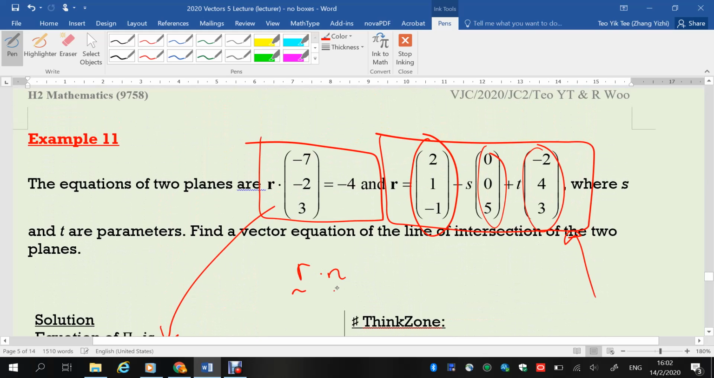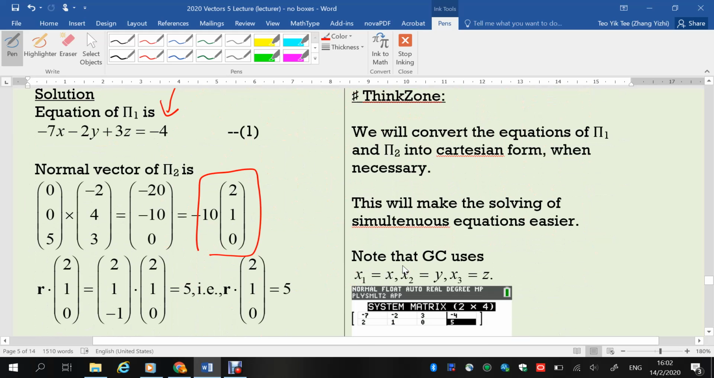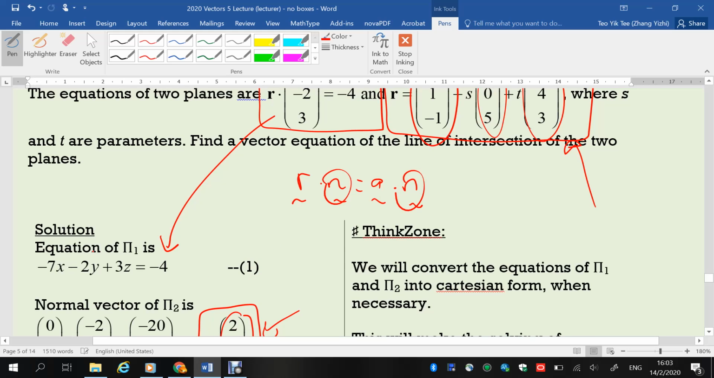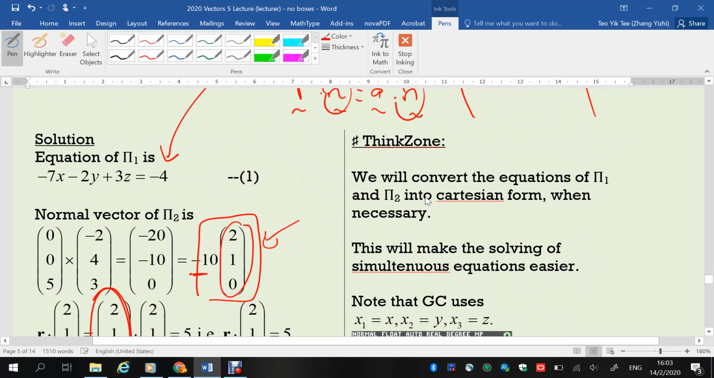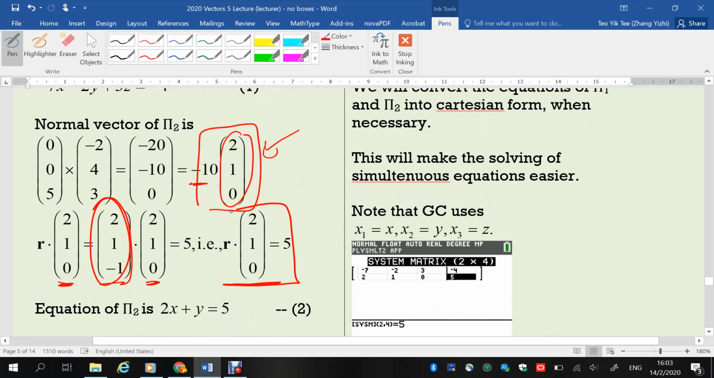So remember, r dot n equals a dot n. Who is my n? My n is what I found earlier on. But do you realize that I use (2, 1, 0)? I use a normal vector that is parallel. I don't have to use the (-10). Use the lowest form. It will help you in your calculation to make it faster and less complicated. r dot n equals a dot n, where does this come from? It comes from your point on the plane. And then from here, this is your r dot n equation of the plane that you have converted from the vector equation form. After you switch to r dot n form, convert into Cartesian equation.